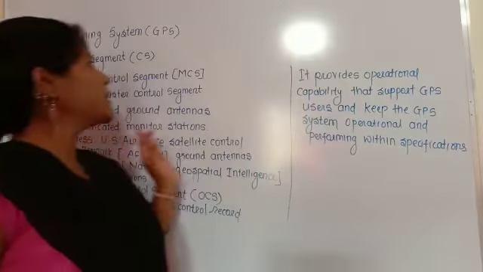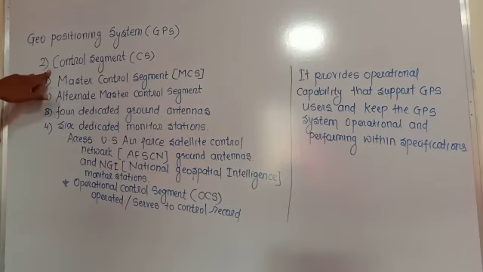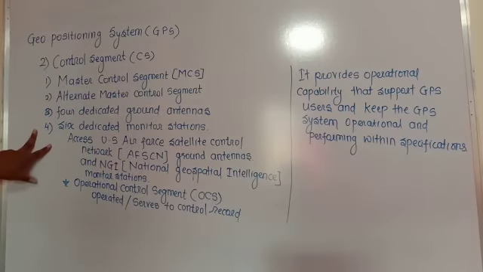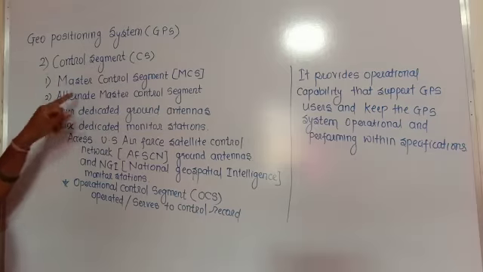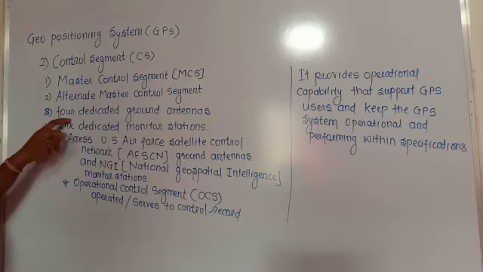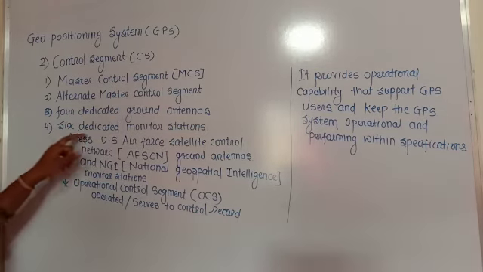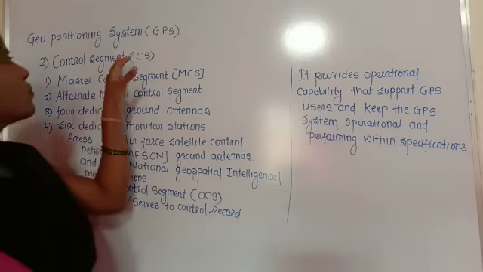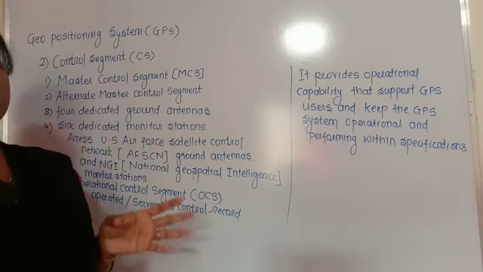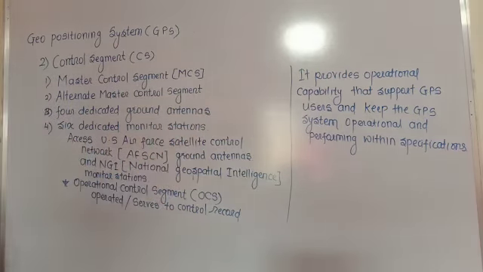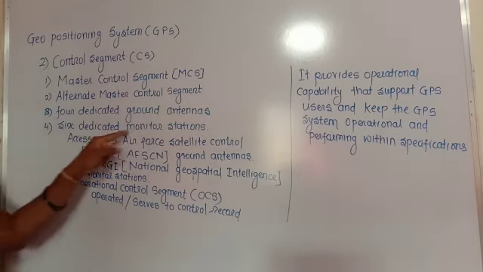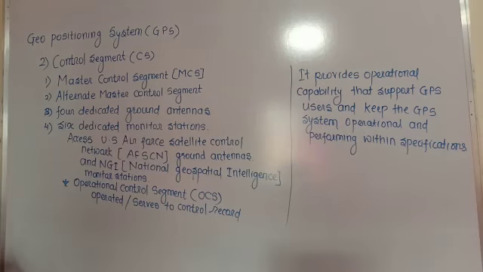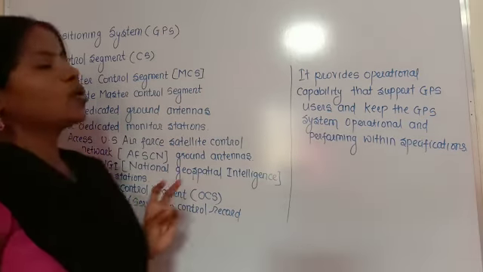Okay, let me repeat again. The control segment consists of four major parts: the master control segment, the alternate master control segment, four dedicated ground antennas, and six dedicated monitor stations. So in our overall control segment, there are these four parts, with four ground antennas and six monitor stations. Okay, so this is the working of the control segment.